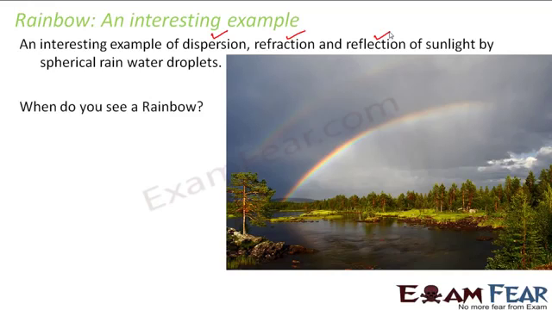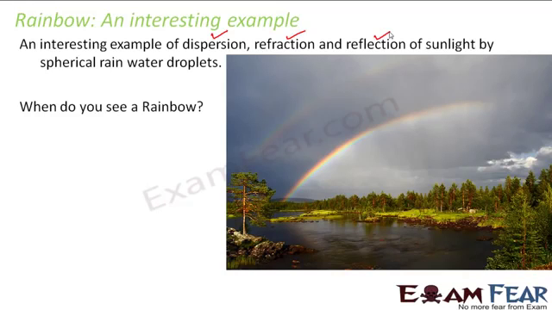When do you actually see a rainbow? If you observe, you will generally see a rainbow after rain. Let us suppose you had a heavy rain. When the rain almost stops, such that one part of the sky is sunny, whereas the other part of the sky is raining, now if you stand keeping your back towards the sun, you will be able to see the rainbow. That is the observation. Why that happens, I'll explain in the next two slides.